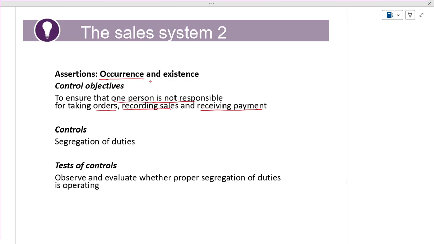Simple language. One person is not, means what they have mentioned. What are the controls we have to work with? We have to work with segregation of duties. What are the tests of controls you are doing? Observe and evaluate. What you as an auditor will do is evaluate whether there is proper segregation of duties or not.